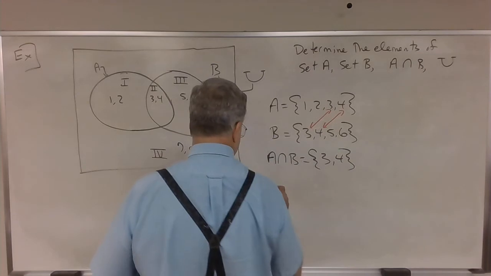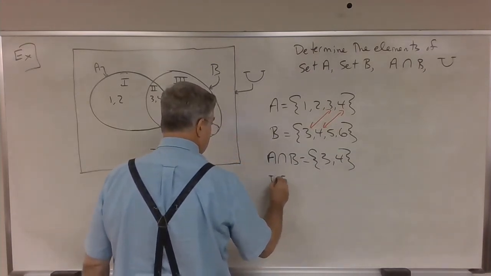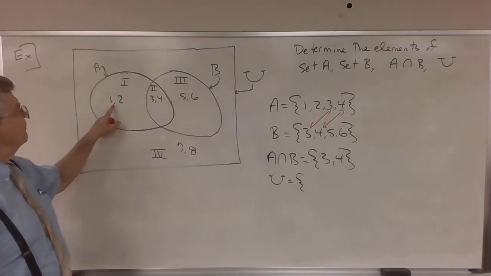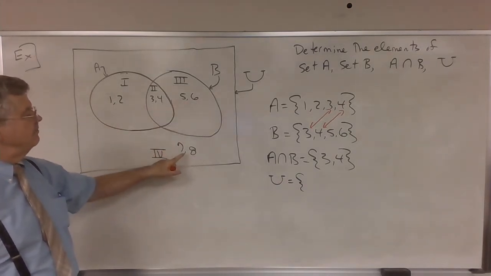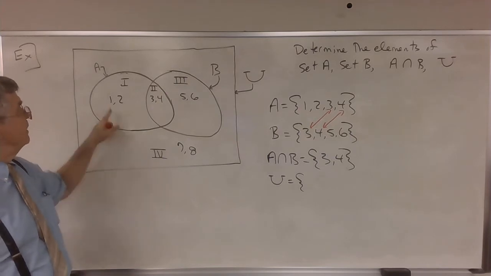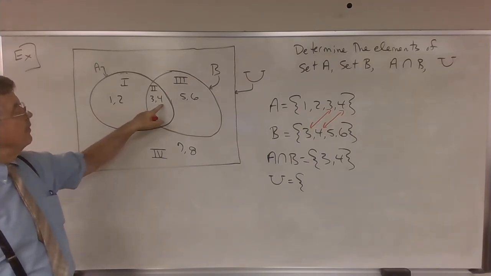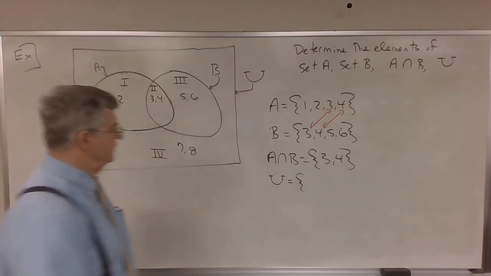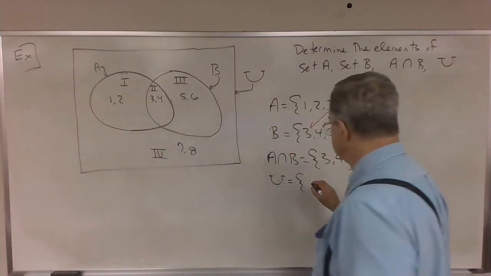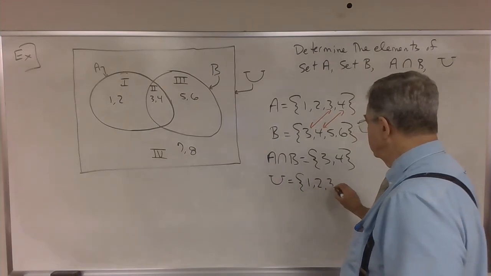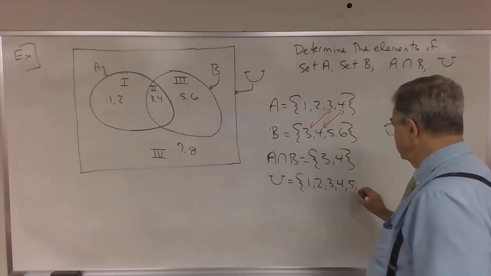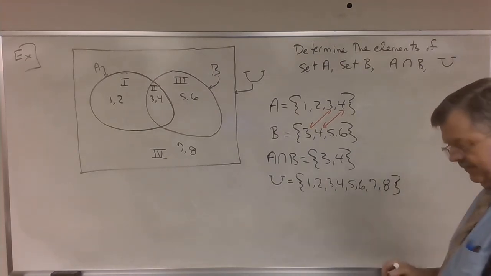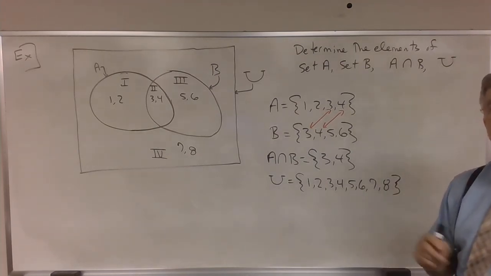The universe, the set of all elements. So every element that we see up here is in the universe, right? So 1, 2, 3, 4, 5, 6, 7, 8. All of them are in the universe. Voila.